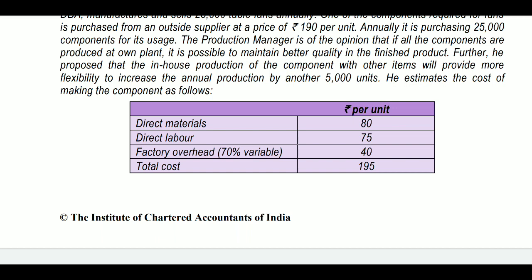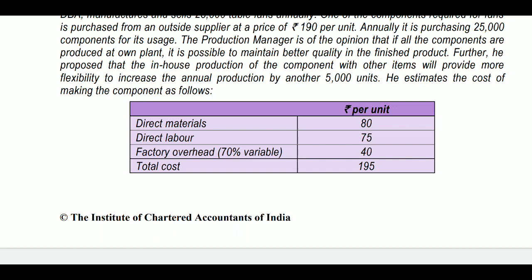So they will increase their fans by 5,000 units. So now they are selling 25,000. Then in future, if they manufacture the component, then they will arrange for 5,000 plus, meaning 30,000. Sales will increase to 30,000.